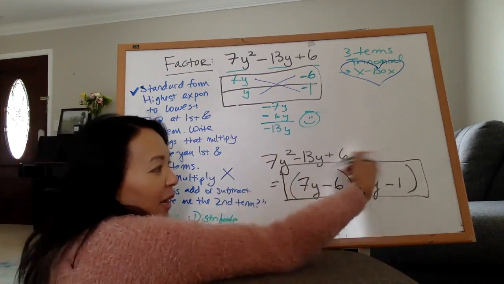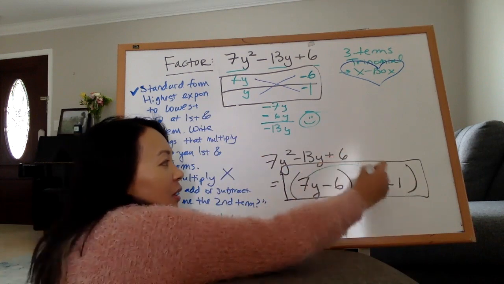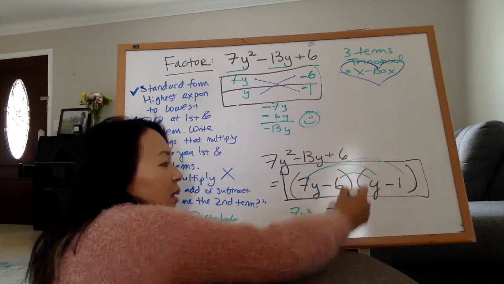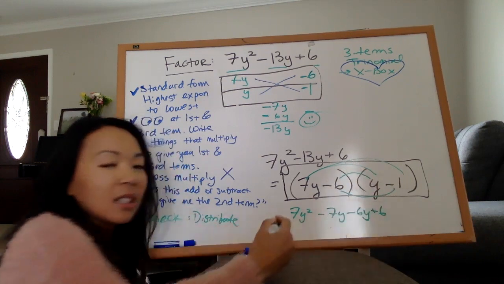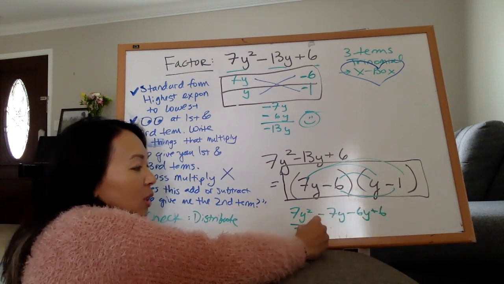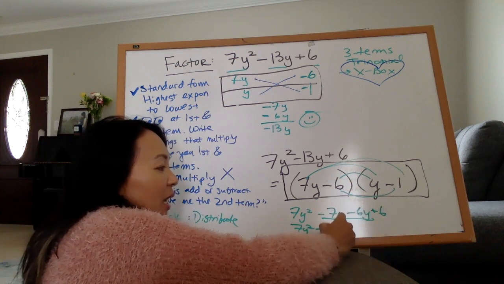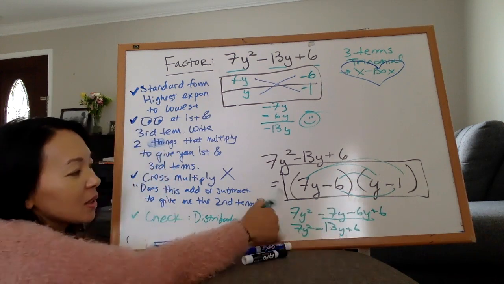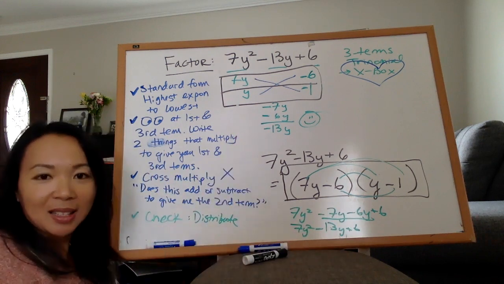If I distribute my answer, meaning FOIL it, I'm going to get 7y squared minus 7y minus 6y plus 6. In other words, 7y squared, I combine my terms, which are these two, negative 13y plus 6. And holy smokers, that is exactly the same thing as that. So this indeed is the correct answer for factoring.